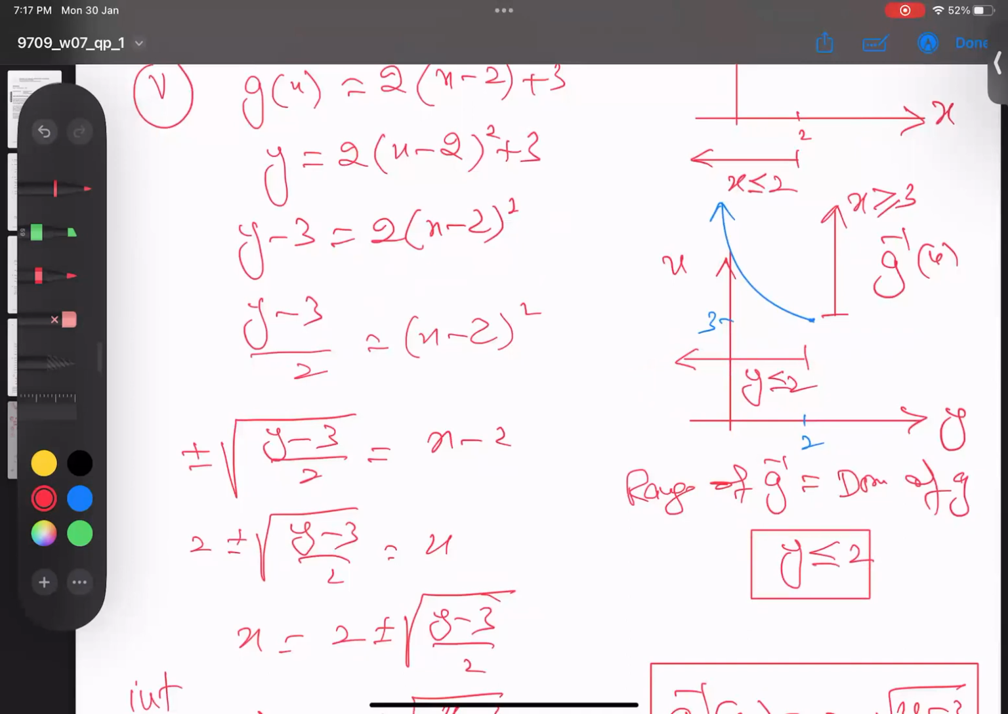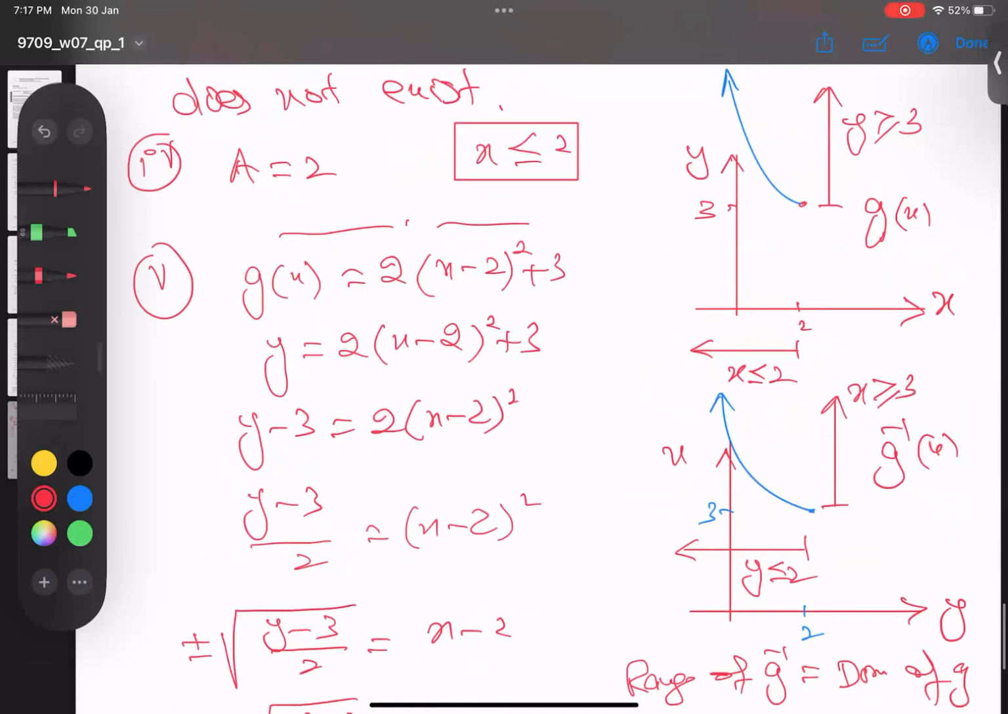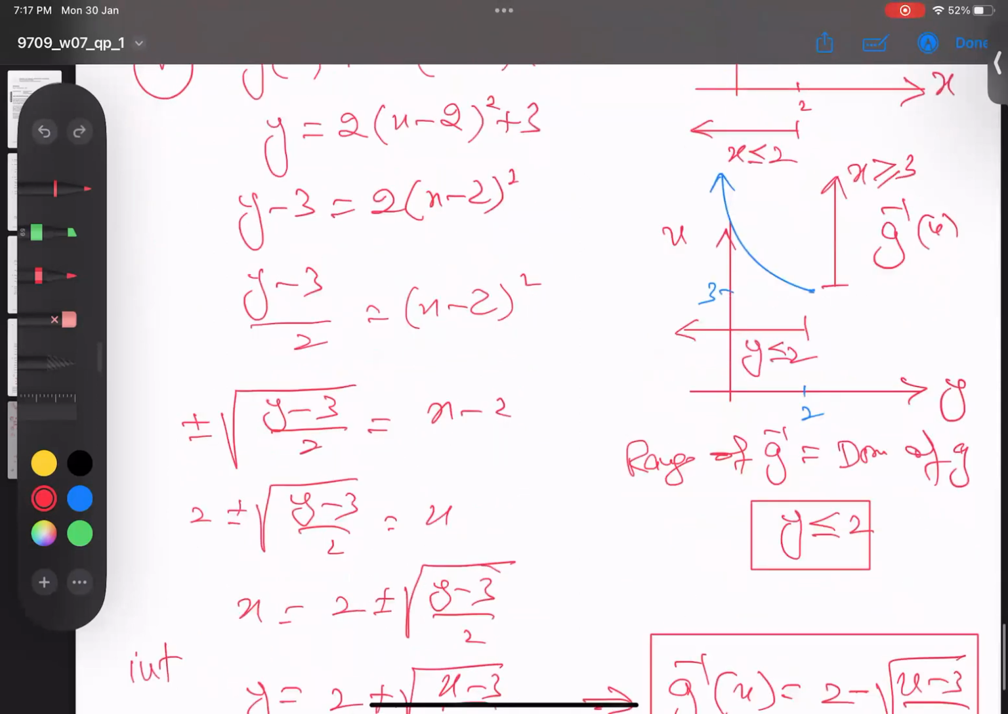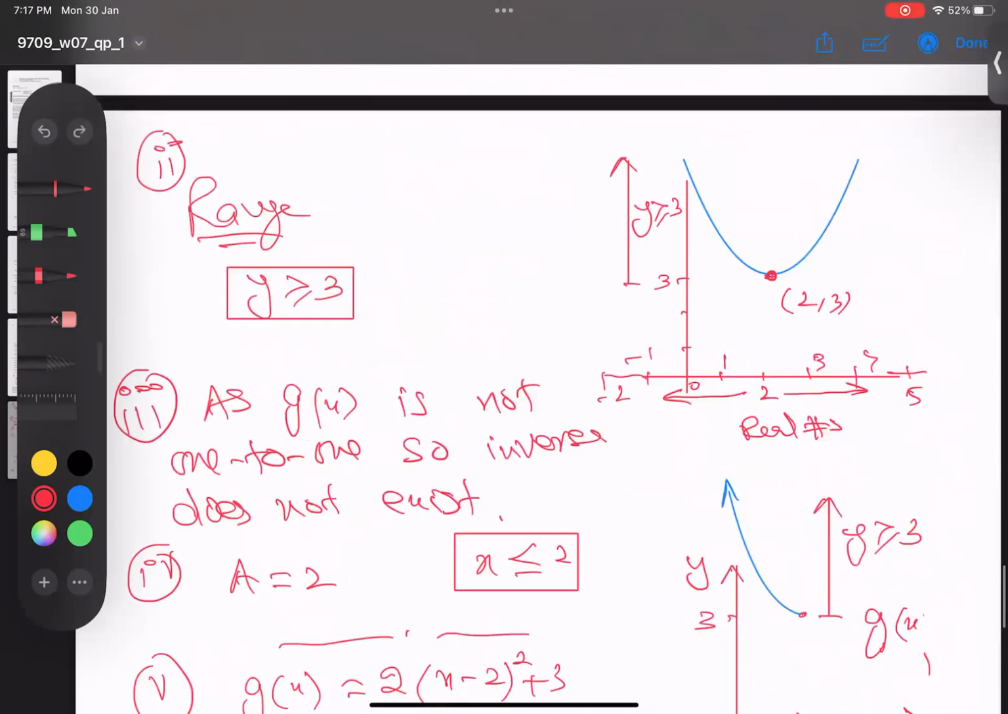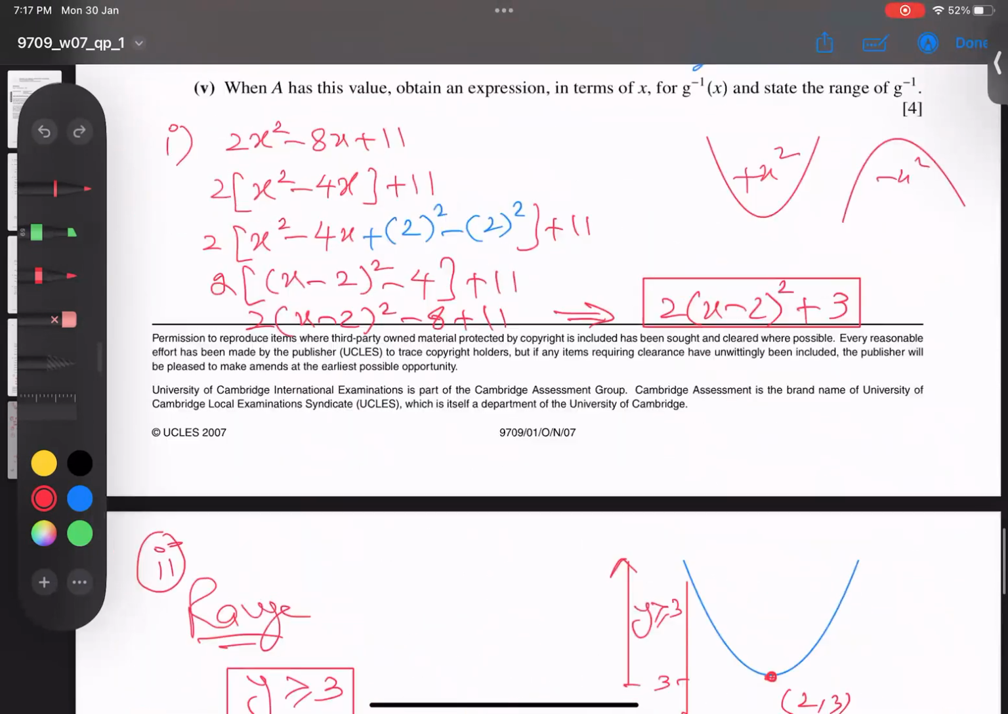I check again. The domain of the function is x less than or equal to 2. We convert it into the range, and y is less than or equal to 2. I hope the topic is completely clear. Alhamdulillah Rabbil Alameen. The question is clear.